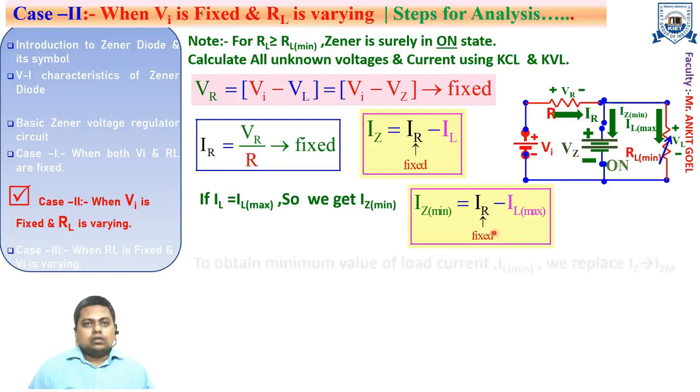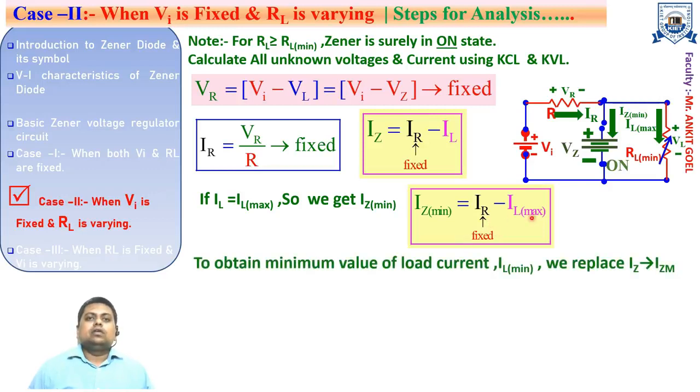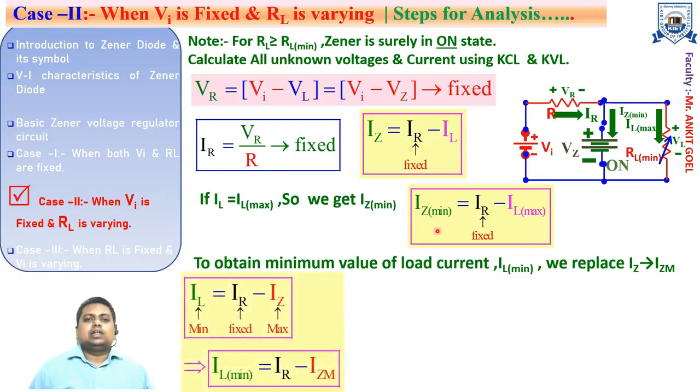Now, to obtain the minimum value of the load current, replace IZ by the maximum value IZM. Since we have this current equation, IL is equal to IR minus IZ, and IR is a fixed quantity, when you subtract the maximum value from the fixed quantity, you will get the minimum value of the right hand side, that is the load current. So IL will be minimum only when IZ is the maximum. And what will be the maximum value possible for the Zener current?